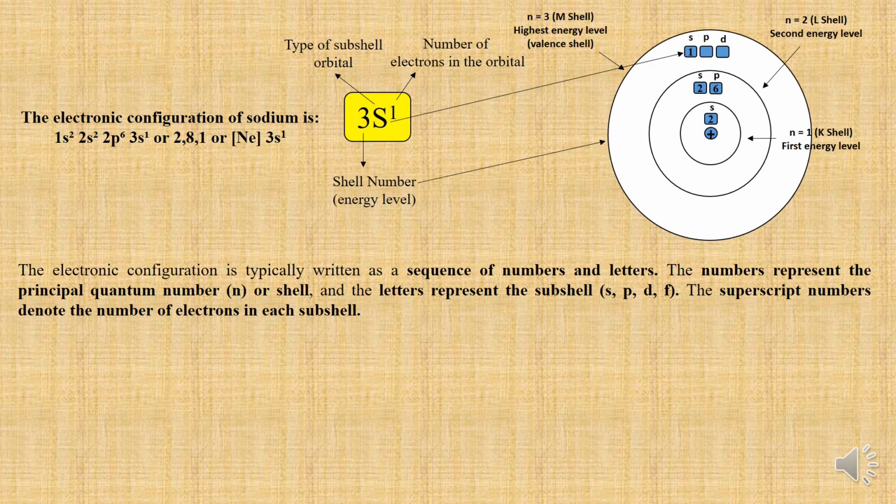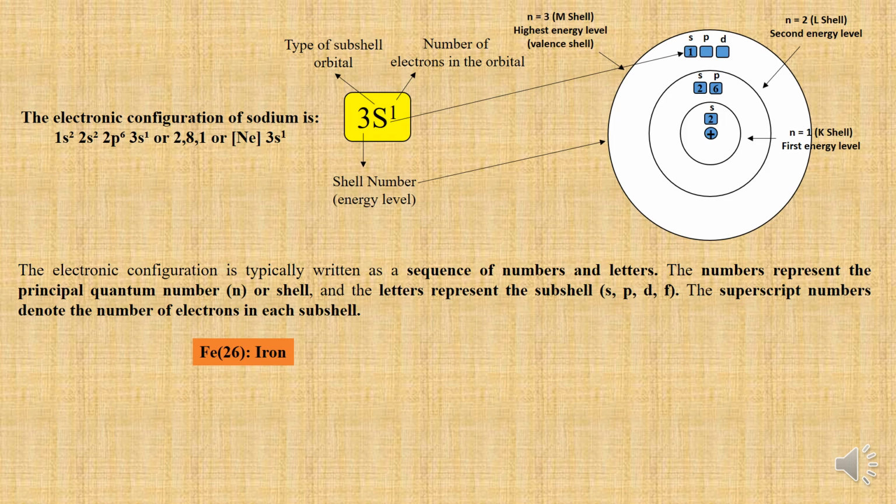Now the electronic configuration is typically written as a sequence of numbers and letters. The numbers, as I already mentioned, represent the principal quantum number or the shell or the energy level, and the letters represent the subshell S, P, D and F, and the superscripted number, here in this case 1, denotes the number of electrons in each subshell. Here in case of sodium, it is only 1 valence electron that is housed in the s orbital present in the third shell or the energy level.